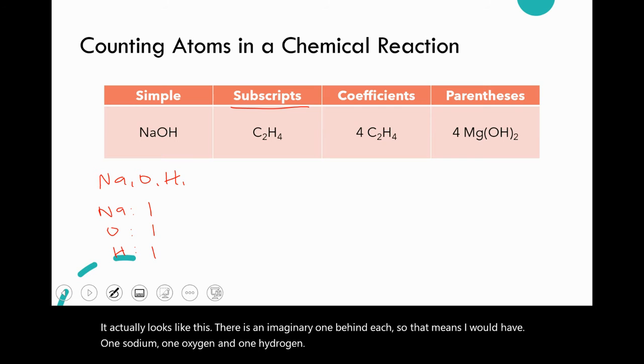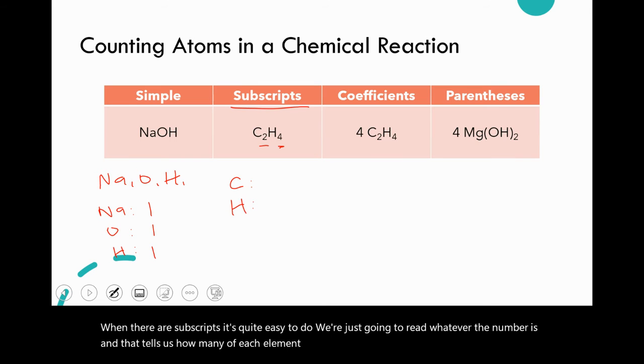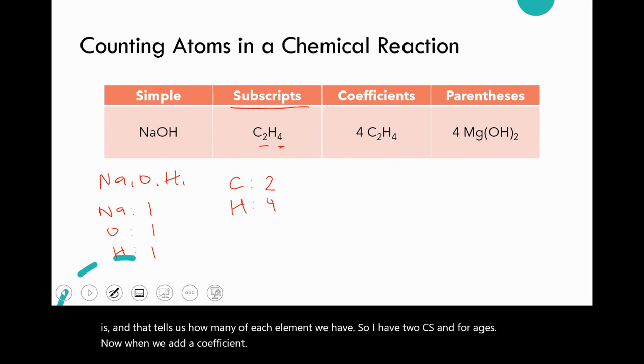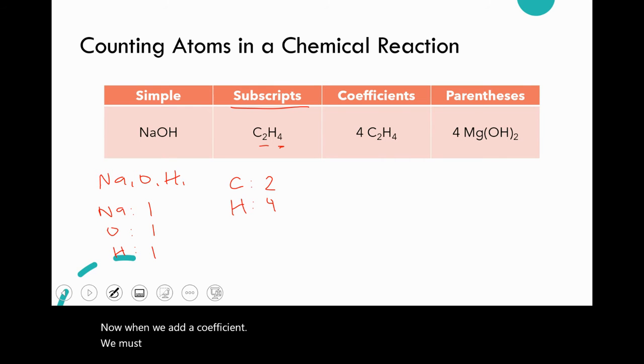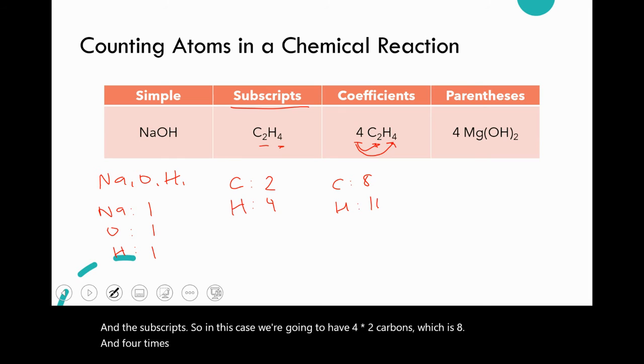When there are subscripts, it's quite easy to do. We're just going to read whatever the number is, and that tells us how many of each element we have. So I have 2 C's and 4 H's. Now, when we add a coefficient, we must multiply the coefficient and the subscripts. So in this case, we're going to have 4 times 2 carbons, which is 8, and 4 times 4 hydrogens, which is 16.